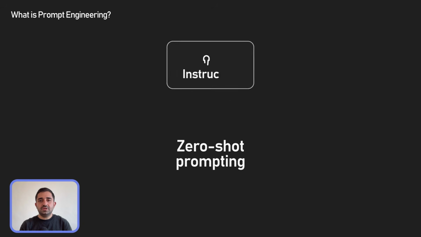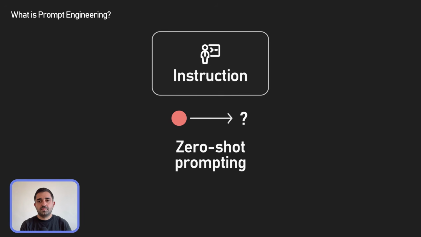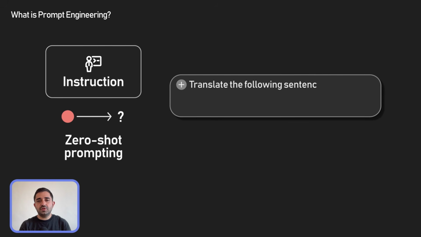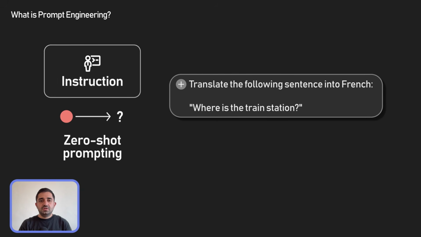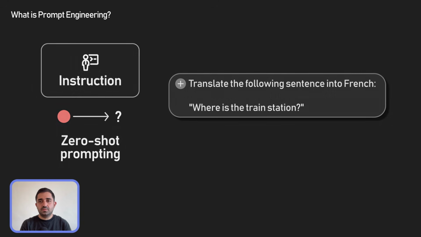2. Zero-shot prompting. In zero-shot prompting, we only provide an instruction for the translation task without including any specific examples. For example, we can give an instruction like, "Translate the following sentence into French." This makes the task clear and helps the language model understand exactly what to do.